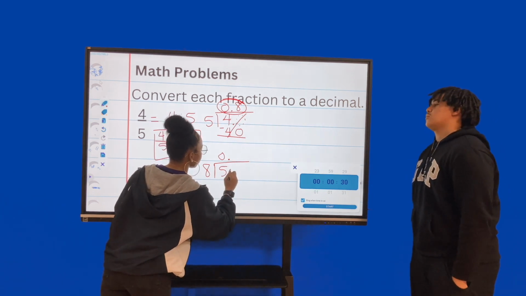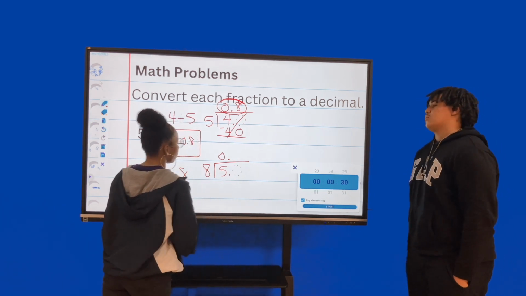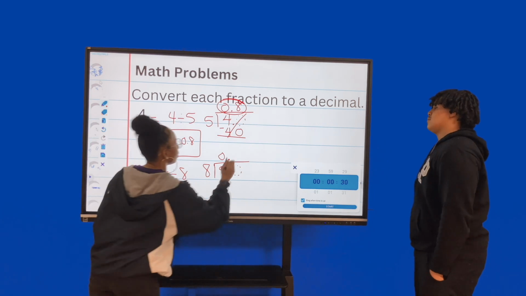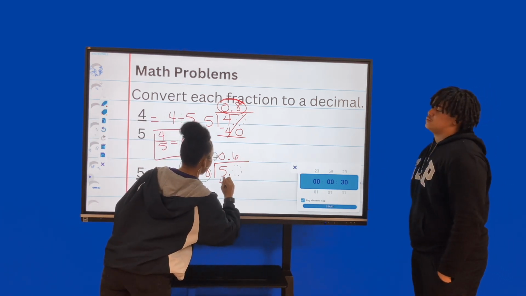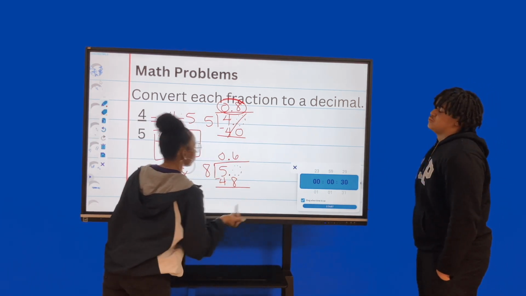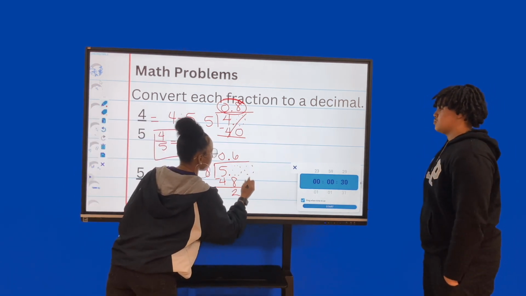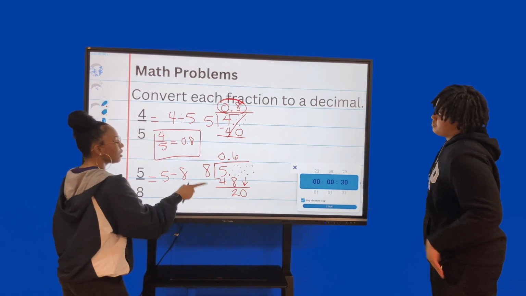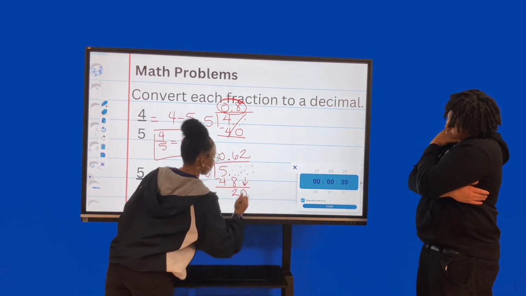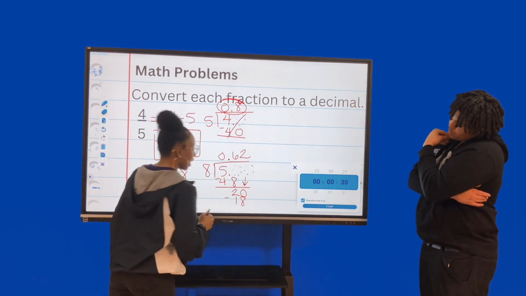So now I know I need to go to my next place value, put my invisible 0. 8 goes into 50 6 times, because 6 times 8 is 48. Subtract those two. 50 minus 48 is going to give me that 2. I need another invisible 0 and bring it down. 8 goes into 20 2 times. That's going to give me 18.